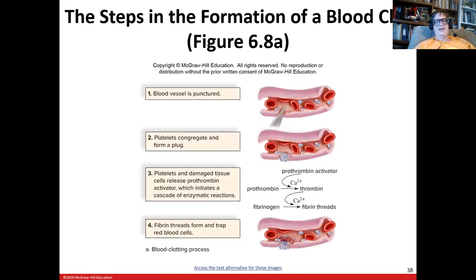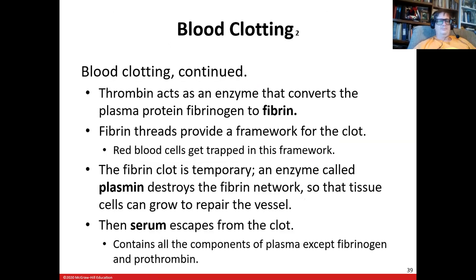Now, it's not saying it yet, but when the platelets retract those extensions, it doesn't just bring the sides of the wound together to make it easier to heal. It also squeezes a lot of the fluid out and makes that clot more solid. But we'll get to that.